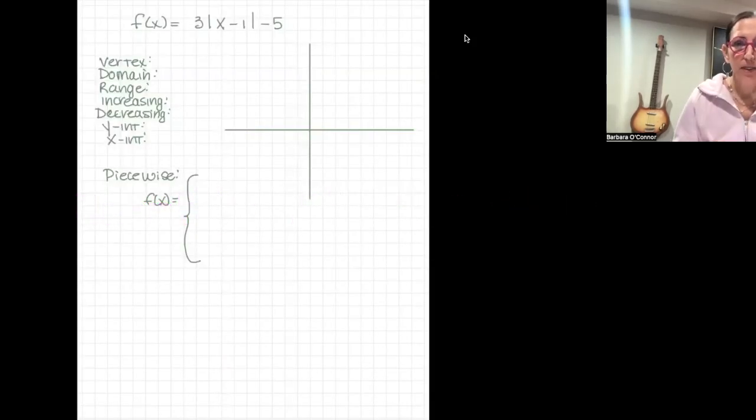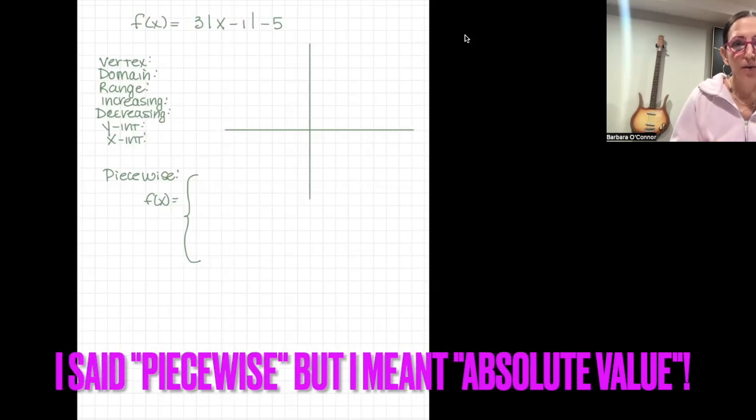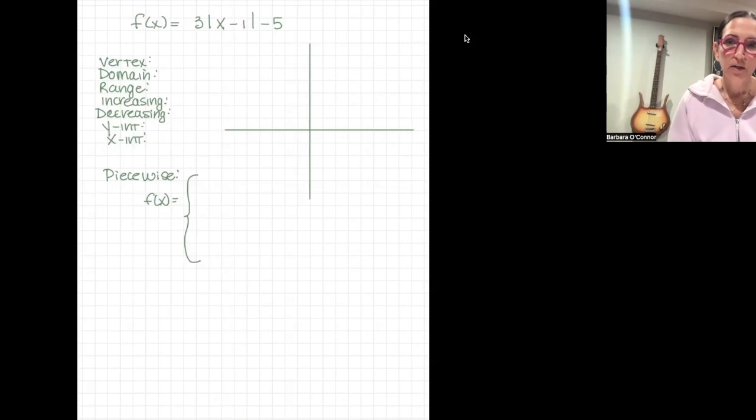Today I'm going to graph a piecewise function and talk about all of the pertinent information relating to it. So here I have my function. f(x) = 3|x - 1| - 5.